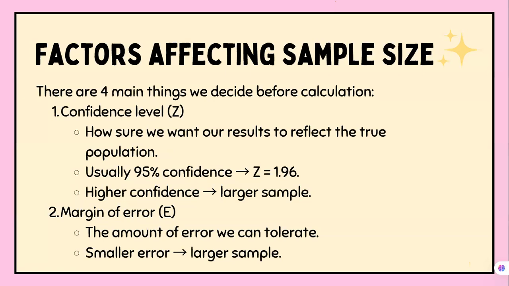Number one is confidence level, and it is represented by Z. I tell you, my students, when we collect data from a sample, we are making an estimate about the whole population, from that sample or that representative individual.